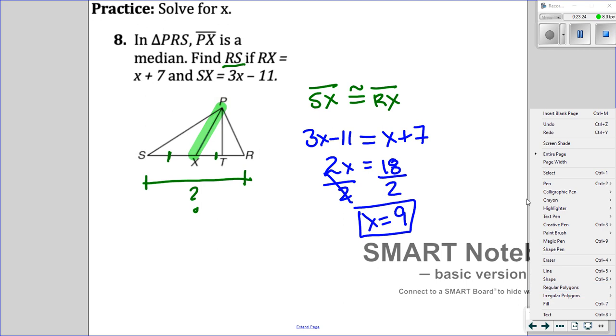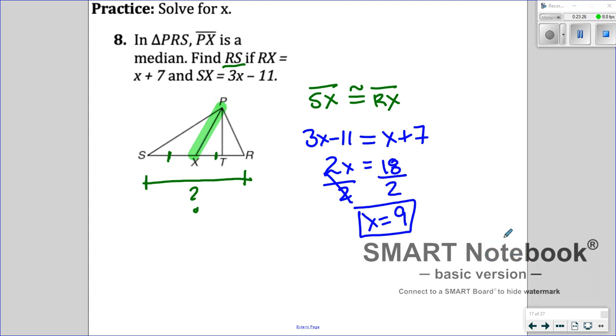So I'm going to change the color to green. And what I could do is, since they're both equal, I'm going to plug it into one of them. So 3x minus 11. Should have chosen x plus 7. That would have been easier, but whatever. Plug in.